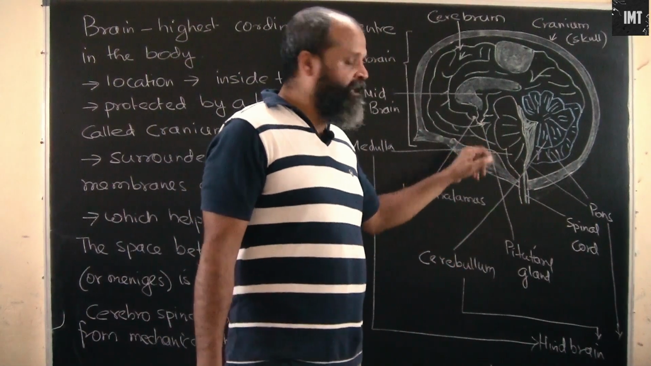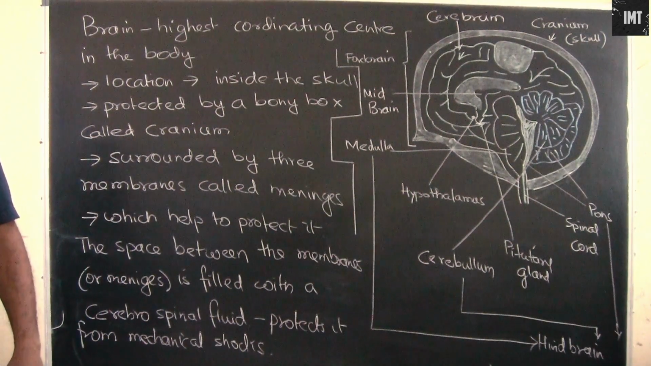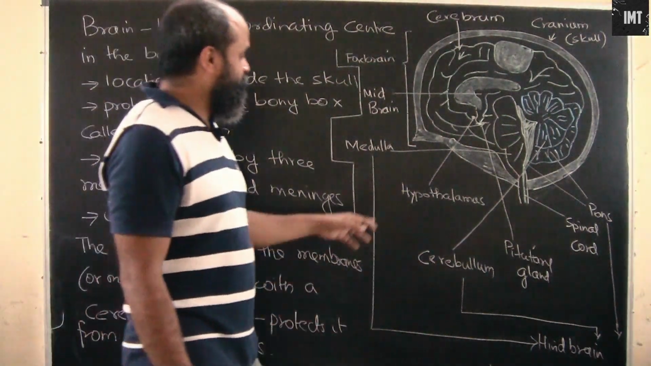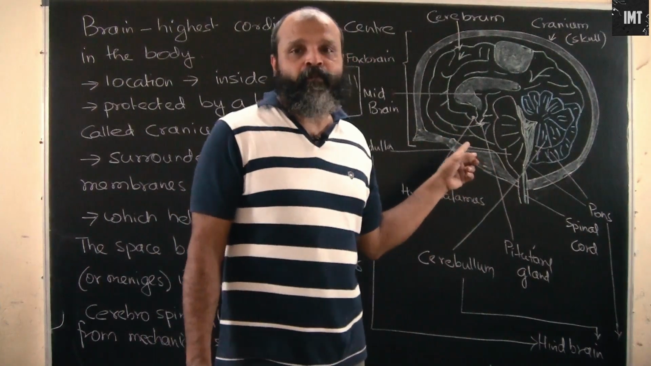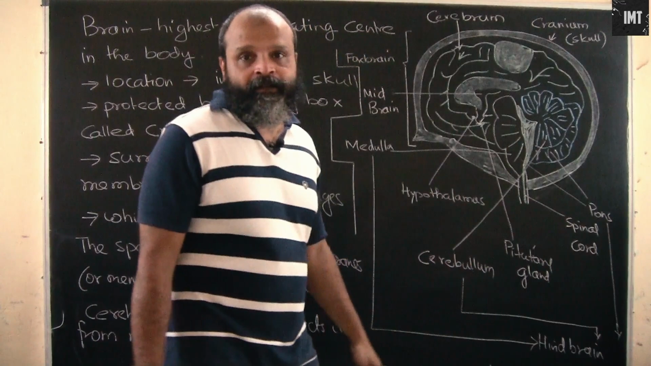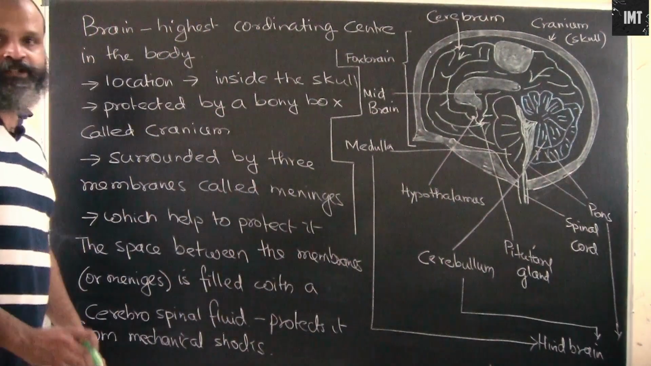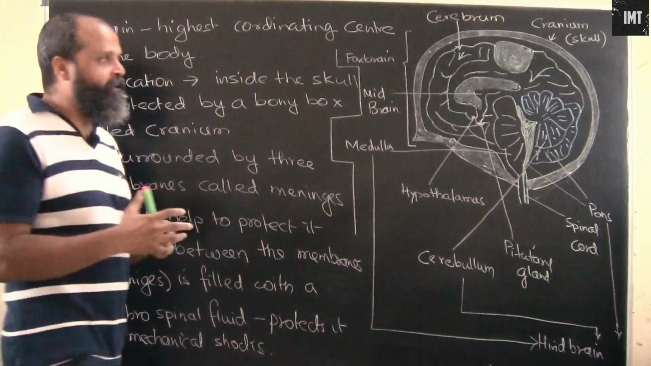Then we have the pituitary gland, one of the very important glands which is there. Then we have the hypothalamus. These are very important parts of the brain, the hypothalamus and the pituitary gland. So this is the cerebellum, then this is the hindbrain. So this is basically the entire structure of the brain. We will understand it in bits and pieces.